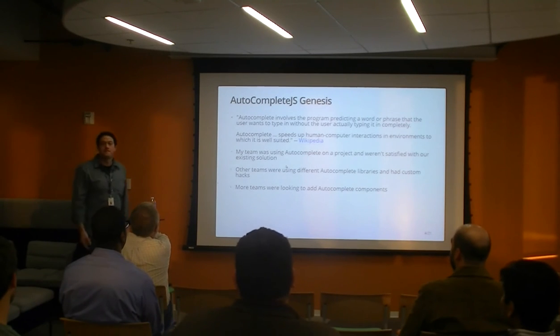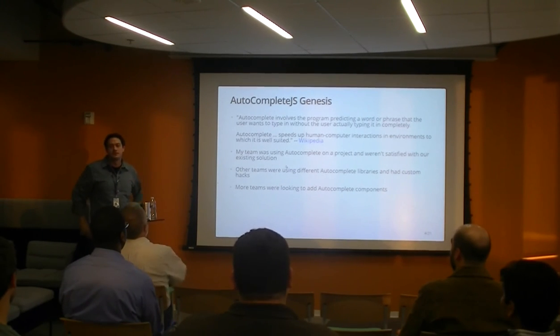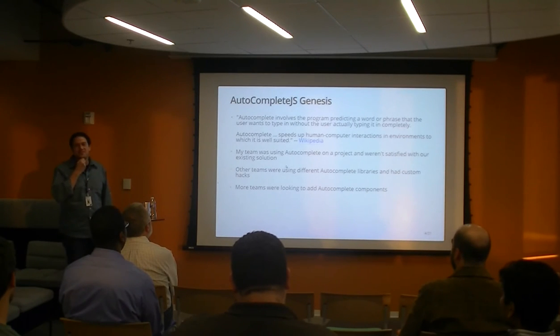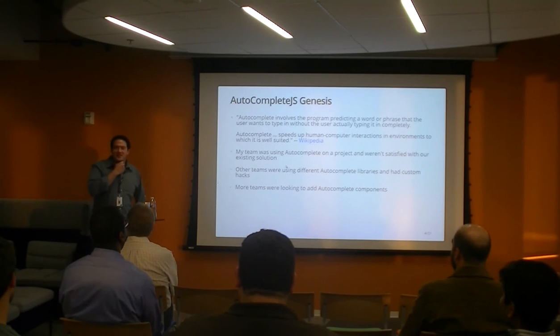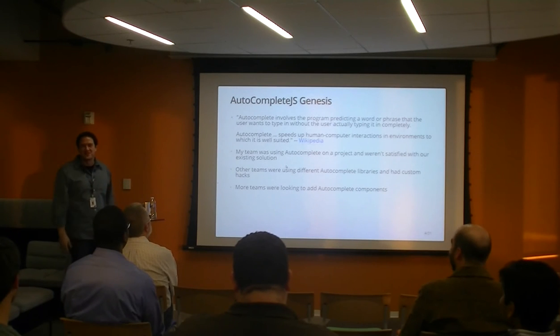Yes? Do you ever have any overhead problems with the number of libraries you have? Number of lists? I'm not sure I understand the question. If you have one list, five lists, 25 lists, how far can you go without taxing the system? That's a wonderful problem that I have solved with AutoComplete. Or I would like to think that I've solved it, so hopefully I have solved that specific problem.